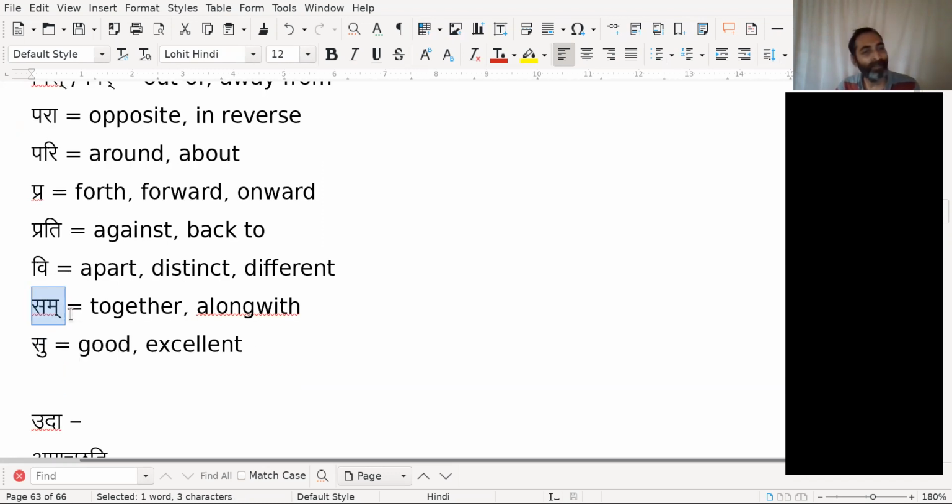Sambandha. Su is the one I noticed first when you said it. Su, swagatam. So, for example, even Sanskritam, right? So it is Sanskritam.